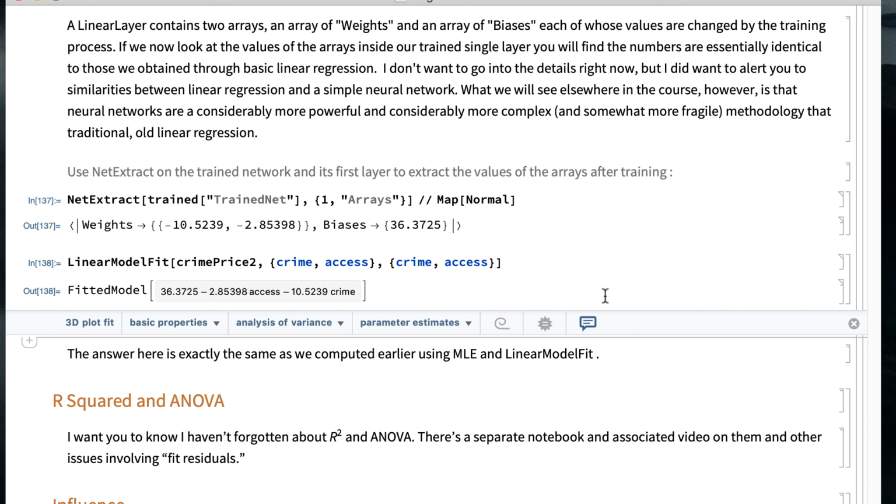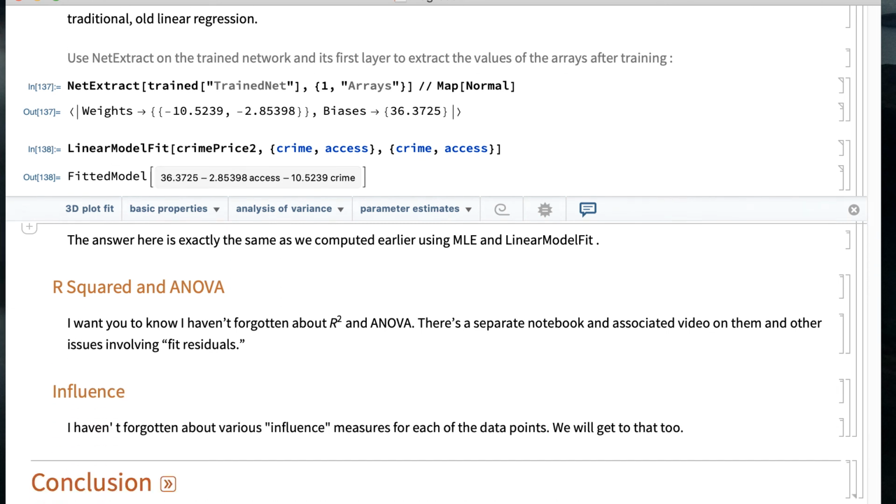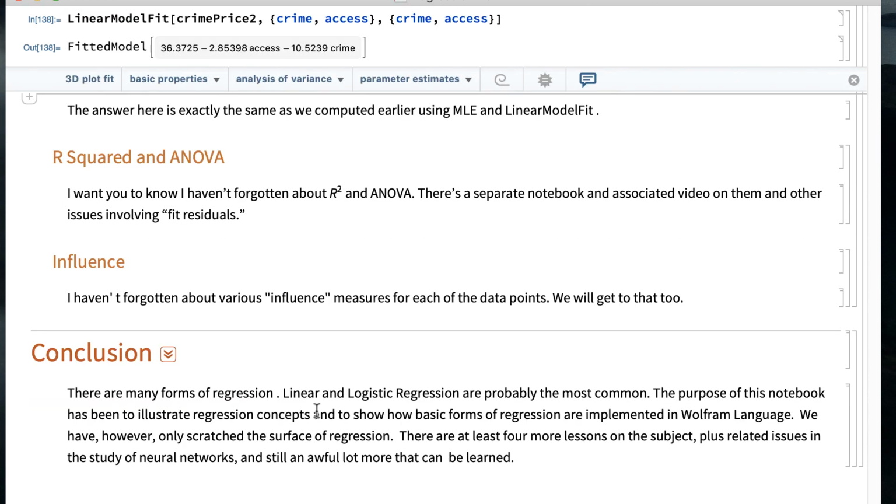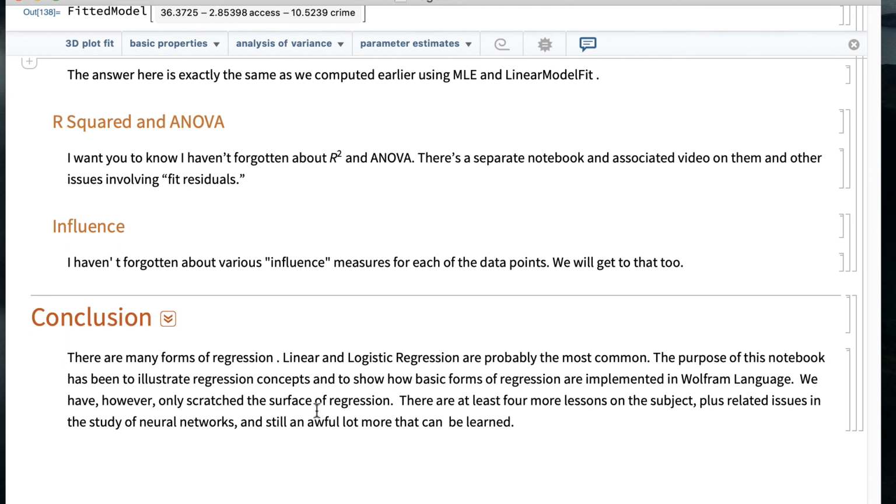So I just wanted to show you that there are similarities between the machine learning and neural network capabilities that we'll see later in this course and what we're seeing here in basic statistics. Just two other footnotes. Some of you may be wondering about R squared and ANOVA. Don't worry, I haven't forgotten about them. Some of you may have been concerned about influence. Don't worry, I haven't forgotten about that either, but I am confident you will agree with me that this video has gone on long enough. So what I've tried to show you here is how to do some simple forms of regression, linear regression, and logistic regression, and most importantly, to understand the concepts behind them. Thank you very much.